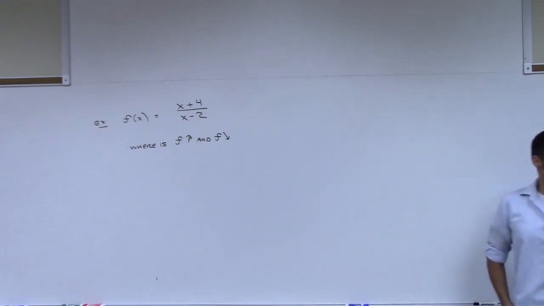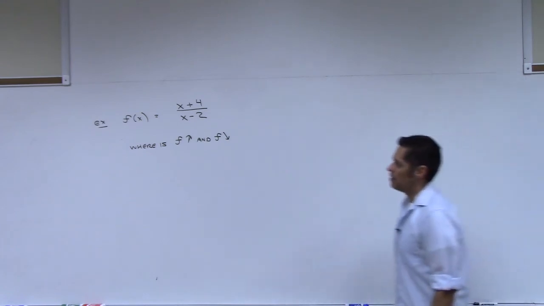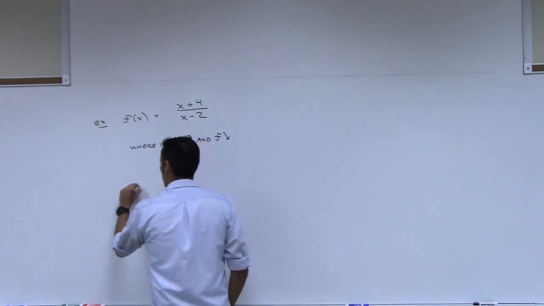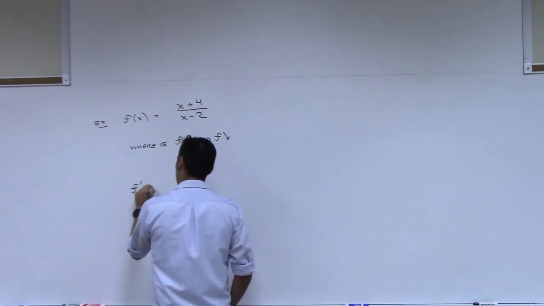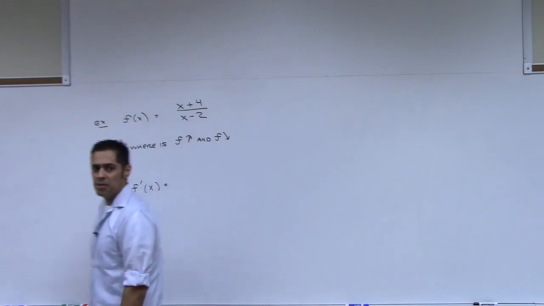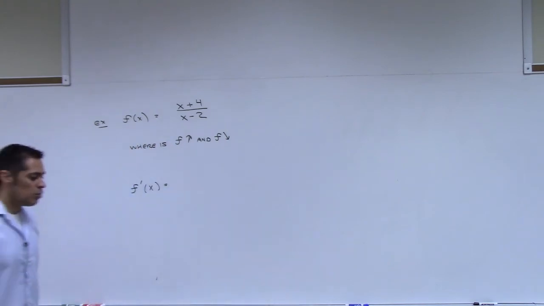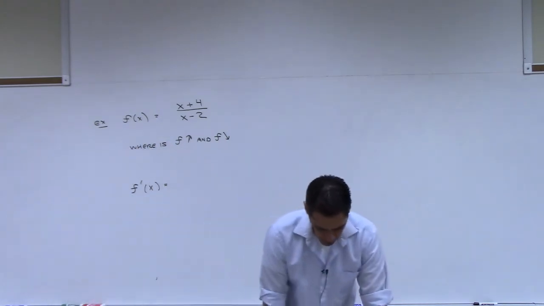Well, we need the derivative, don't we? And to do this derivative, I'm going to need a little more time. So let me go ahead and just do the derivative right here. And what am I going to be using to do this derivative? The quotient rule.